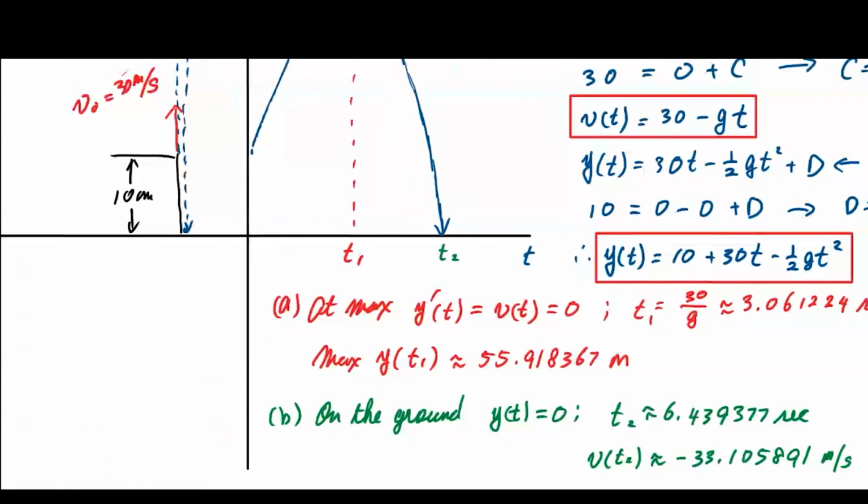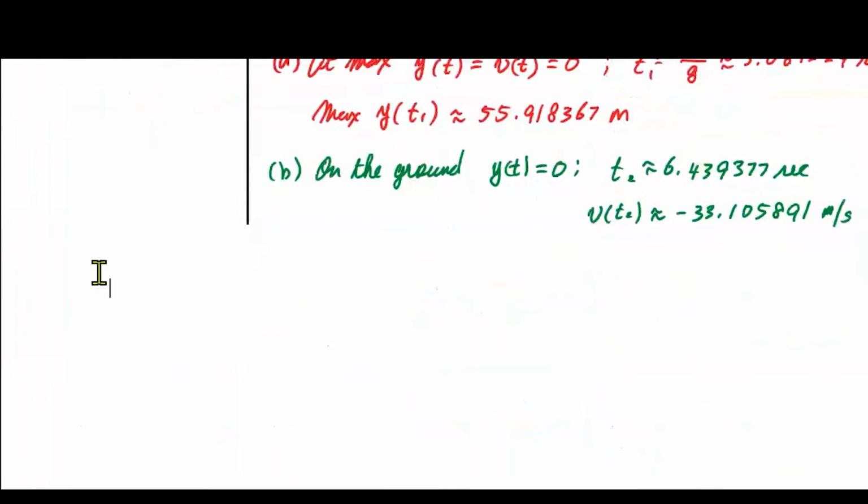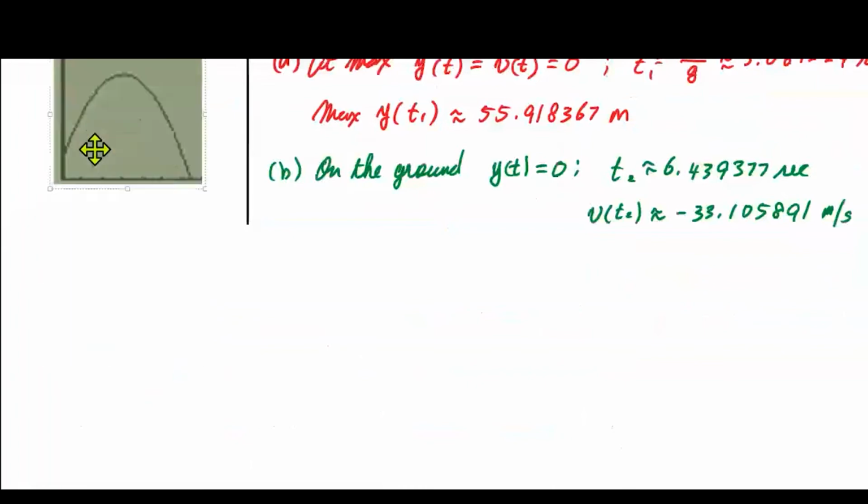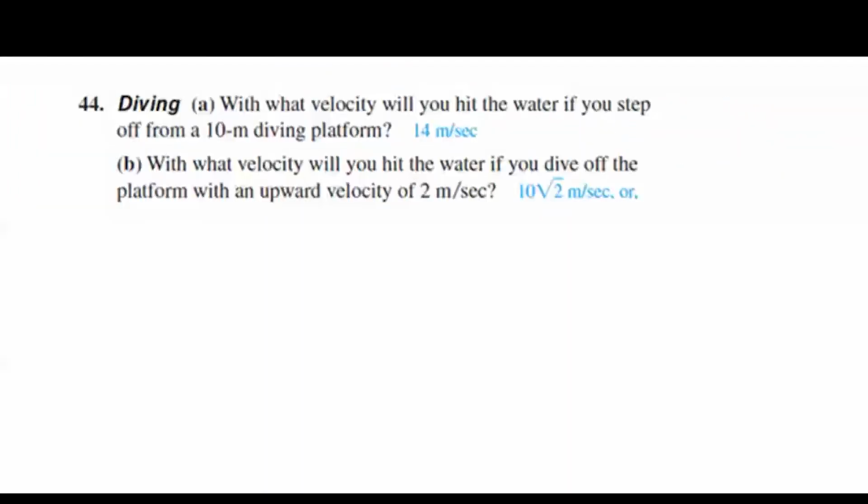Now I'm going to copy the graph that I made and create it in here. This is from my TI-84. I'm just going to insert it right there. How about that? Jumping off the 10-meter high diving platform. So first she just steps off and then hits the water, right? So what velocity is she hitting that water with? Okay, so let's do A first.